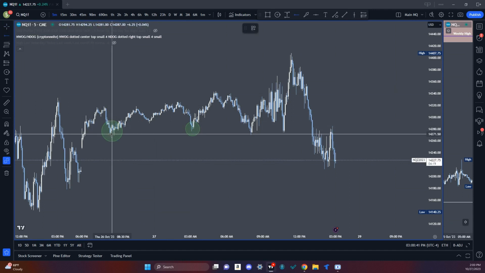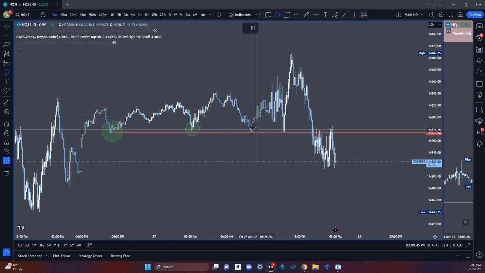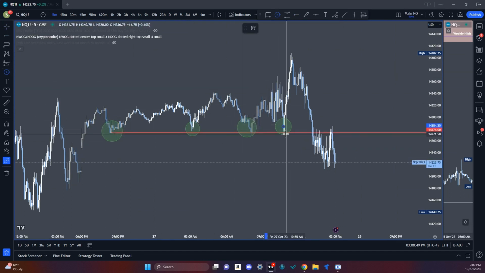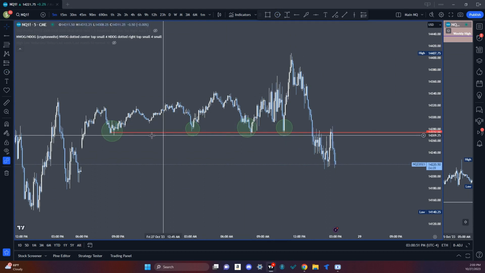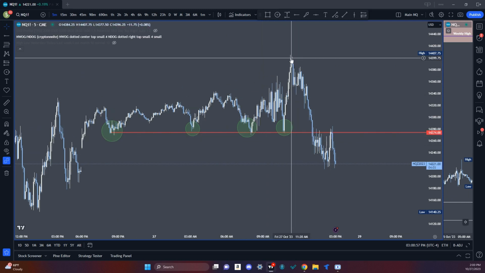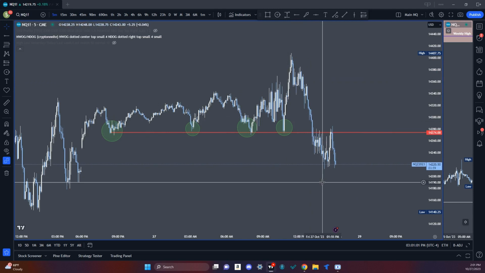At that point, you could say, okay, maybe this is an area of support. A third time, we come down, reject. A fourth time, we come down, reject. This is an obvious area of support and what you would call support. And as you can see, we're rejecting. Again, this is an area a lot of traders are looking for breakouts too. So they're looking for a breakout below.